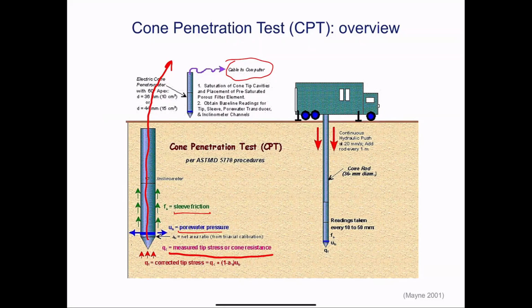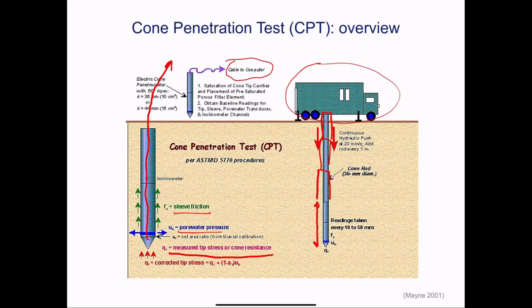Now, normally this cone is not very big. What you need to do is attach 1 meter long rods and push it into the ground. And this is usually done inside some sort of truck that provides some sort of reaction to push this cone into the ground. We call this a quasi-static test because the rate of loading is about 20 millimeters per second, and you take readings every 10 to 50 millimeters.